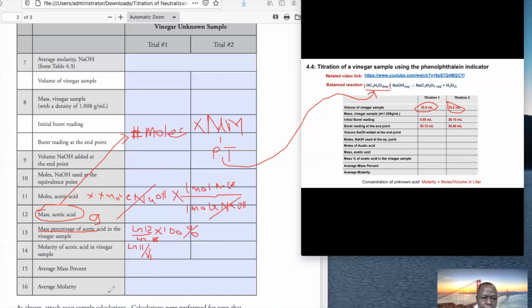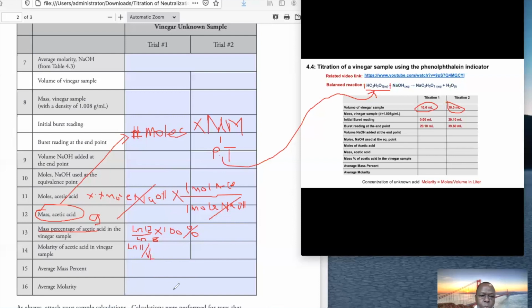And then lastly here, average molarity. Of course, if you know the molarity from line 14 for trial 1 and for trial 2, you'll have to find the average to get the average molarity. That is what I want you to do. Show the calculation.